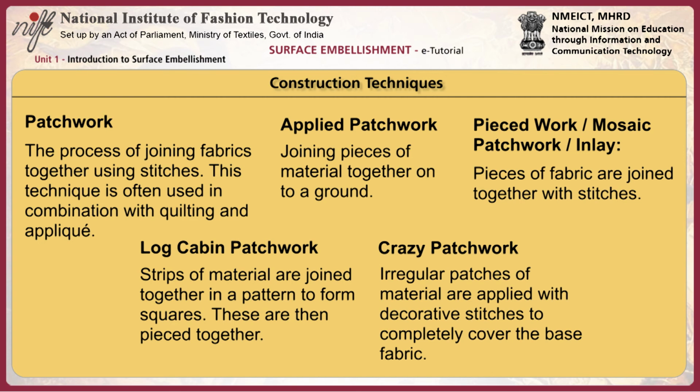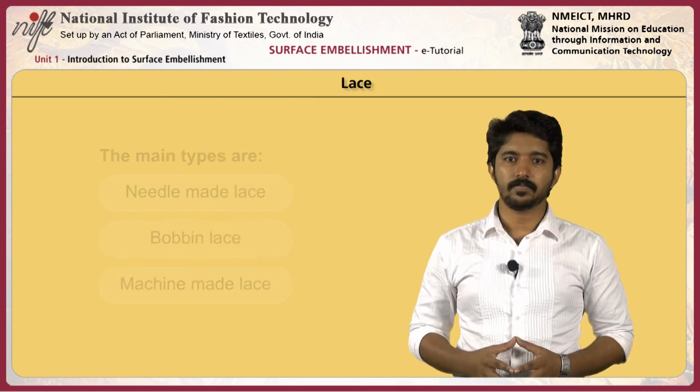In this method, strips of materials are joined together in a pattern to form squares. These are then pieced together. The fourth one, crazy patchwork. In this method, irregular patches of materials are applied with decorative stitches to completely cover the base fabric.